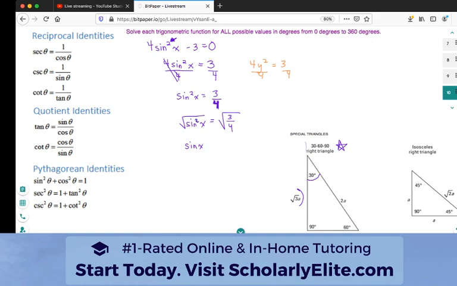But on this side, we have something happening that's a little bit different. Whenever we have a square root of a fraction, it's the same thing as saying root of 3 over root of 4. Both of those things mean the same thing. And we know that the square root of 4 is 2, so I actually can just go right ahead and do that.